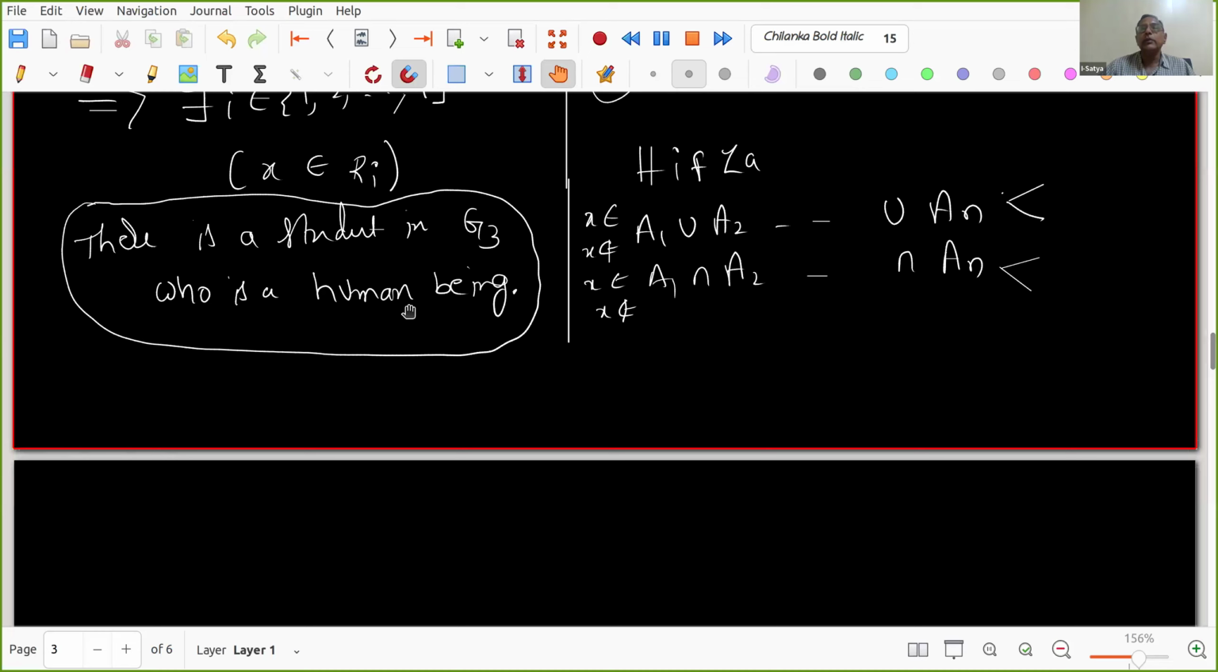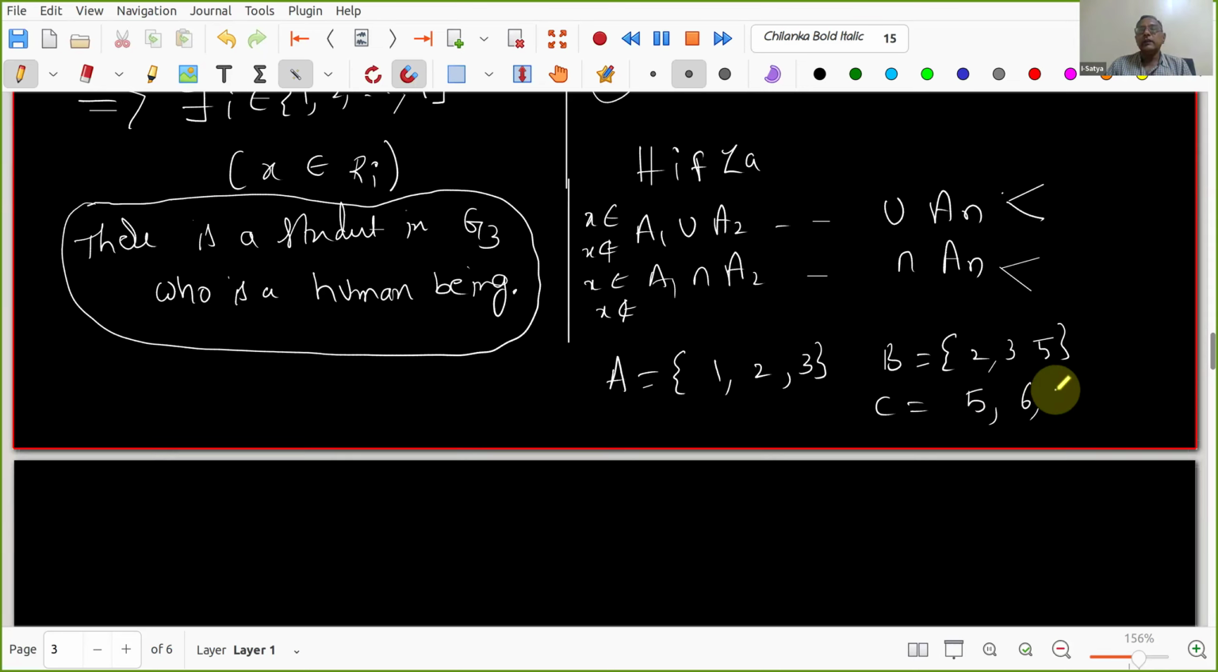Okay, Nidhi, you have some question. Please go ahead. I want to know the difference between mutually disjoint and simply disjoint. Wonderful question. So for example, I take 1, 2, 3. A, B is equal to 2, 3, 5, and C is equal to 5, 6, 7. Right?